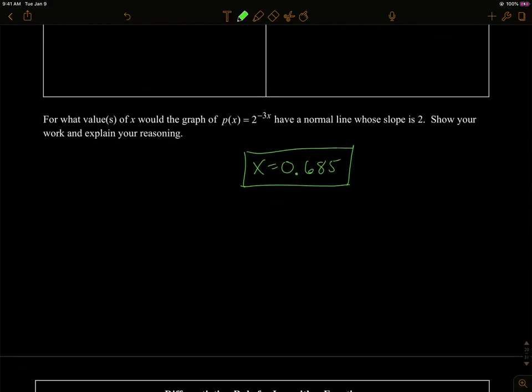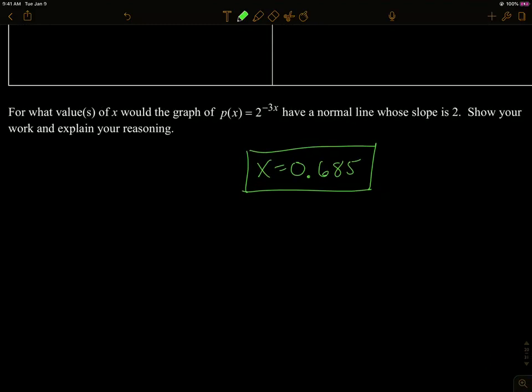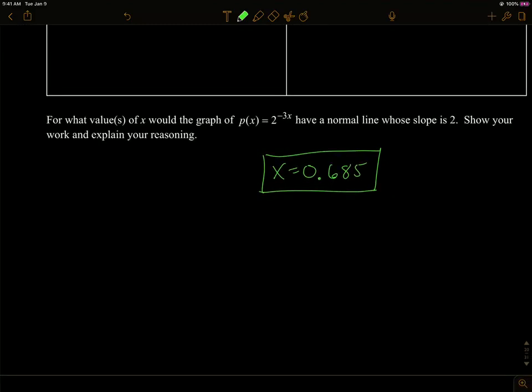All right, here's one where we can do an application. For what values of x would the graph of p have a normal line whose slope is 2? A normal line whose slope is 2. Show your work and explain your reasoning. So here's the answer. I'm going to just help you set it up, and then you can pause it and go for yourself. Since the normal line has a slope of 2, that's going to occur at the same x value where the tangent line has a slope of negative 1/2. So I'm going to find the derivative of p.